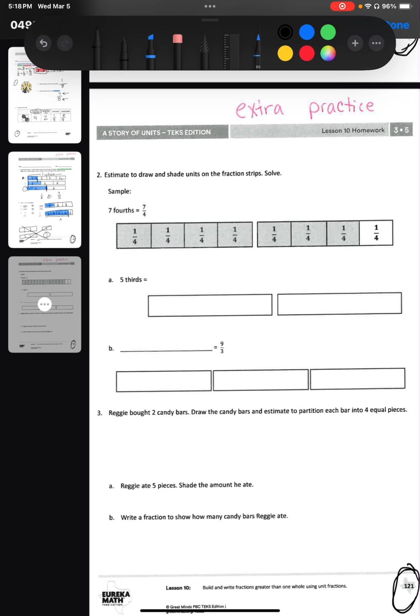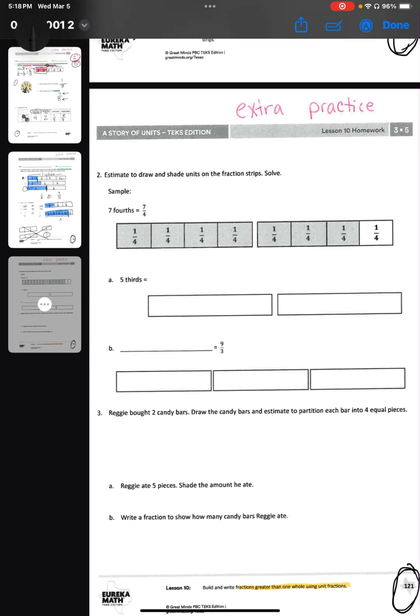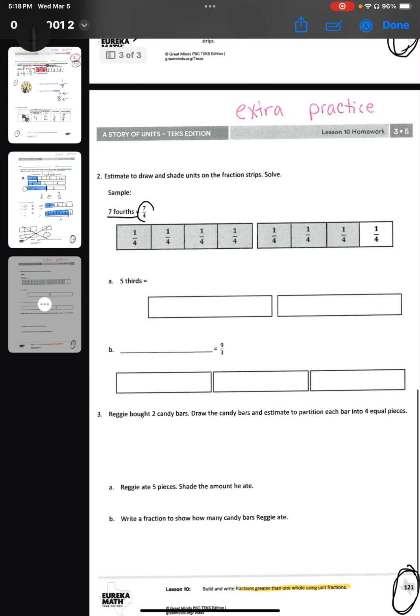Although here they just call it fractions greater than 1 using unit fractions, because that makes a whole lot of sense. So let's look at the sample they've given us. Right here they've put 7/4. That is writing a fraction in unit form. Beside it, they wrote it in fraction form, what we all know and love, 7/4.